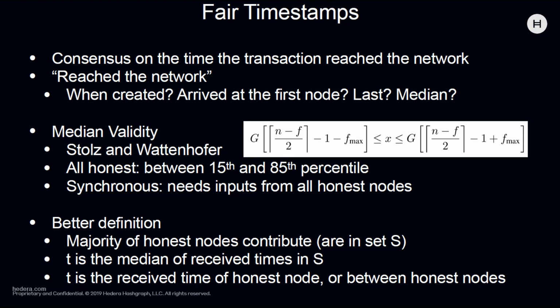After all, if the answer is coming entirely from dishonest nodes, they could say that they received your transaction 1,000,000 years in the future. And they could lie. Or 1,000,000 years in the past. Or they could say, we received Alice before Bob, when really they all received Bob before Alice. So to really be fair, most of the honest people get to contribute to the answer. Every single time you do a timestamp, most of the honest people get to contribute.